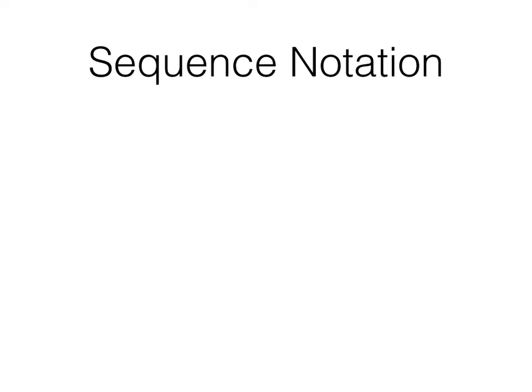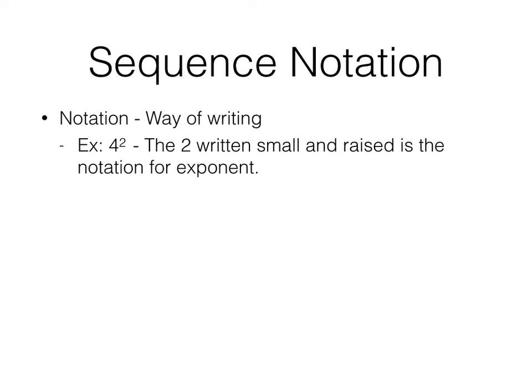So for those of you who know what notation is, it's just a way of writing something. You've seen notation before. So for example, we have 4 squared, or 4 to the 2nd power. The 2 is written small and raised. That's the notation for an exponent. We know that it's an exponent because of the way it is written, because of the notation.